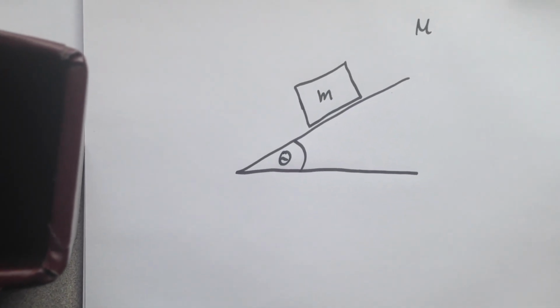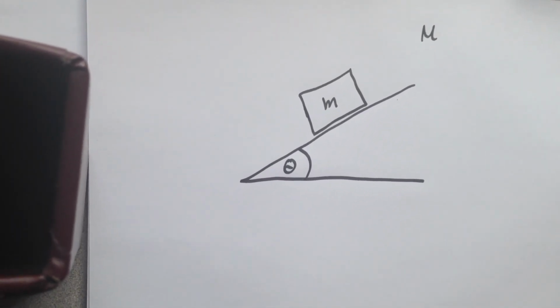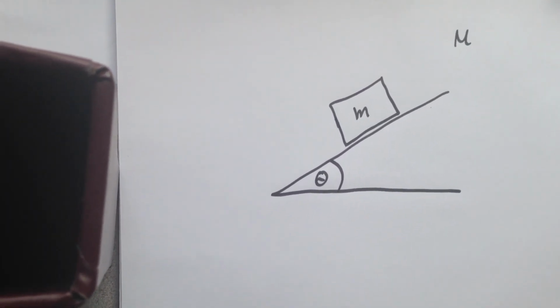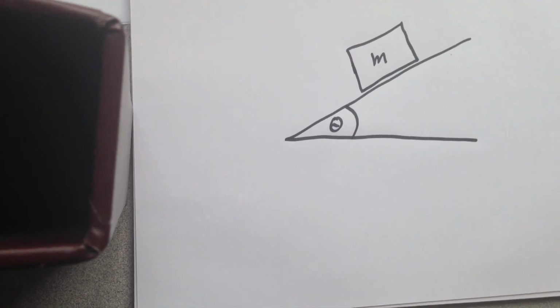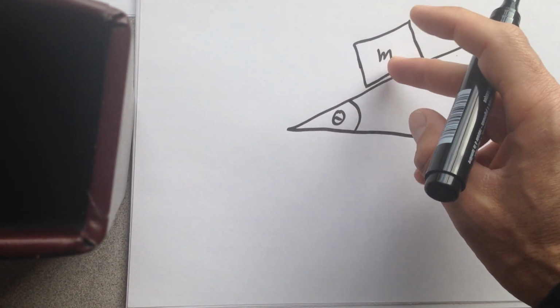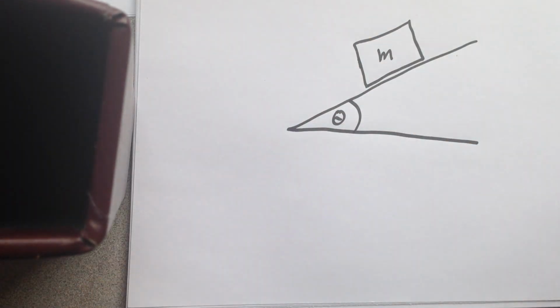A block with mass m sits on an inclined plane at an angle theta, and it has coefficient of friction mu. What is the maximum angle that we could have for the block to sit there and not slide down?